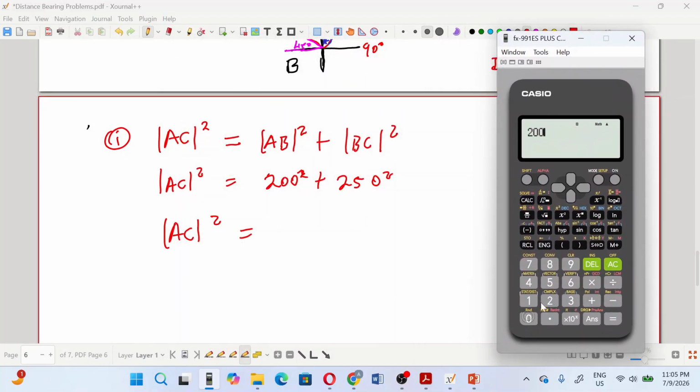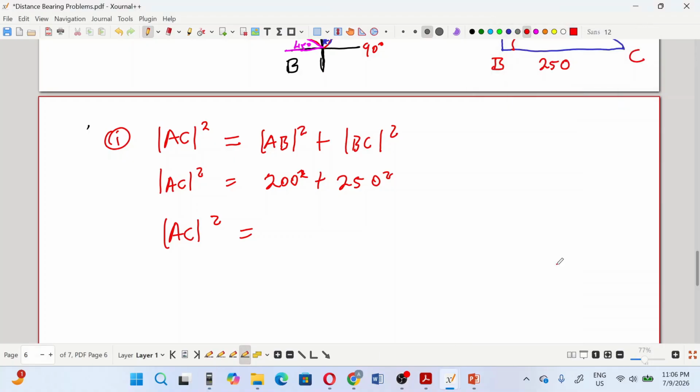So I have 200 squared plus 250 squared, then I have 102,500. So when I come back here, I have 102,500. Right, so if I want AC, I just have to take the square root on both sides, because I want to take the square root on this side, take the square root on this side, right?